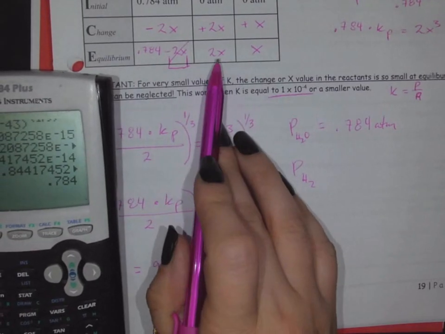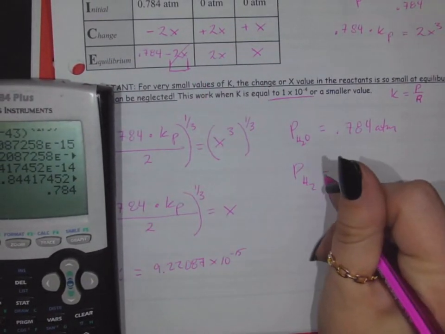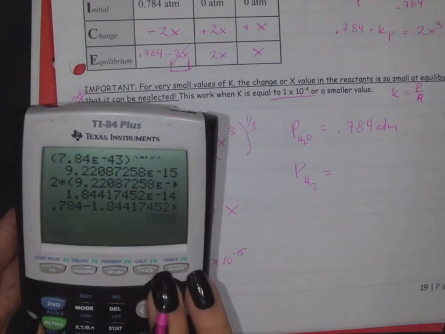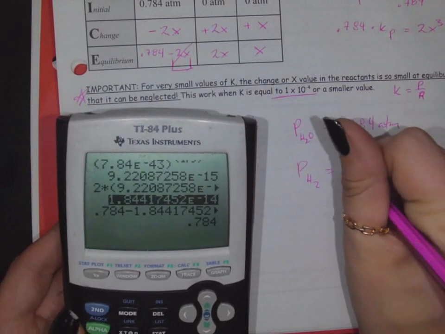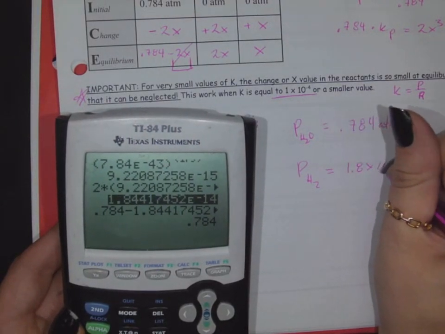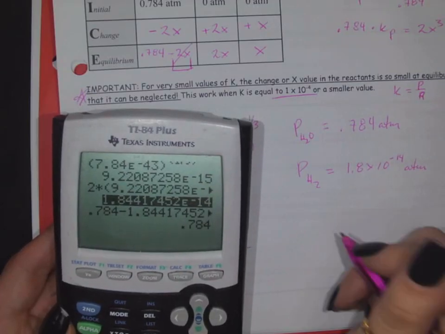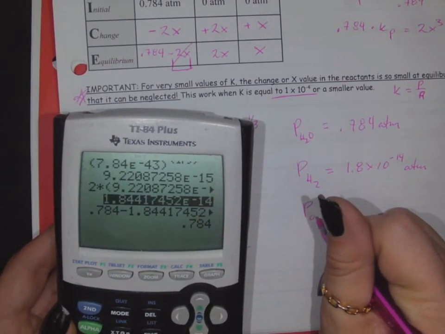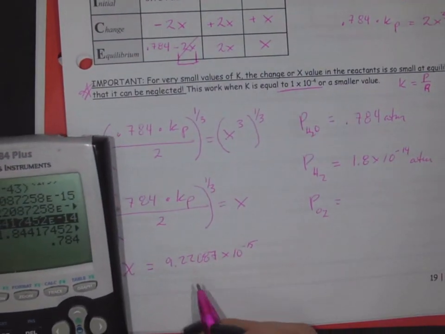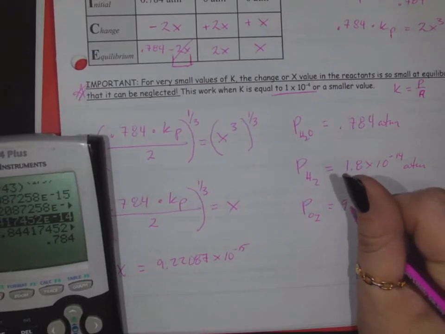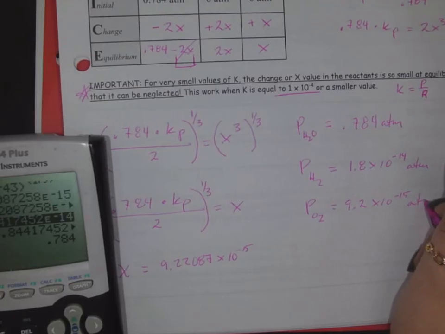Oh, and we just got that number because I did 2 times by x. That's what it would be. And so when I did my 2 times by x, it gave me this value that I've highlighted on my calculator. So that would be 1.8 times by 10 to the negative 14 atmospheres. And then the pressure of O2 at equilibrium is just the x value. And we have that down here. But I'm going to round it to 2 sig figs. 9.2 times by 10 to the negative 15 atmospheres.